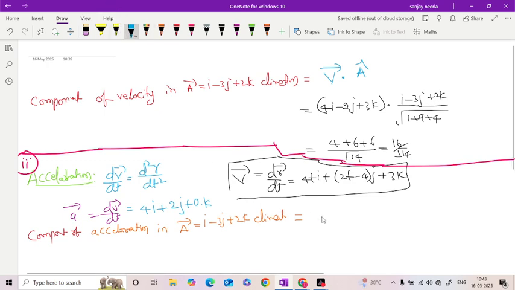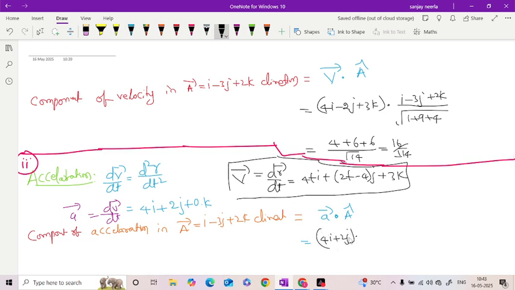What is here? You just have to calculate A dot a cap. A is the acceleration and a cap is the given vector. So A here is 4i plus 2j, and what is a cap? It is i minus 3j plus 2k by under root of 1 plus 9 plus 4. What is the dot product of these two vectors? 4 minus 6 plus 0 by root 14. That means minus 2 by root 14 is the acceleration in the direction i minus 3j plus 2k only.